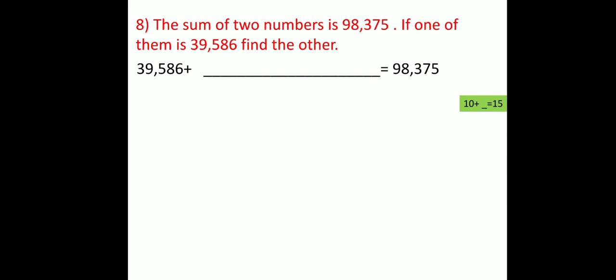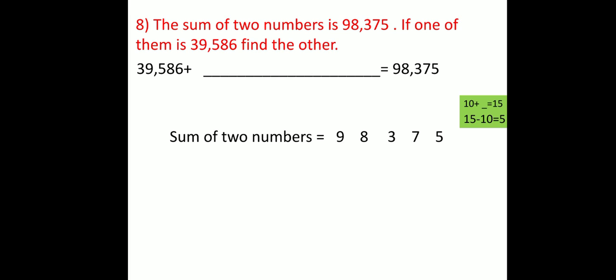10 plus which number you add to 10 to get 15? 10 plus dash equal to 15. Which number you write there? Yes, 5. How did you get the 5? If you subtract 15 minus 10, means 10 from 15, that is equal to 5. Biggest number minus the smallest number, then you get the answer. 10 plus 5 equal to 15.